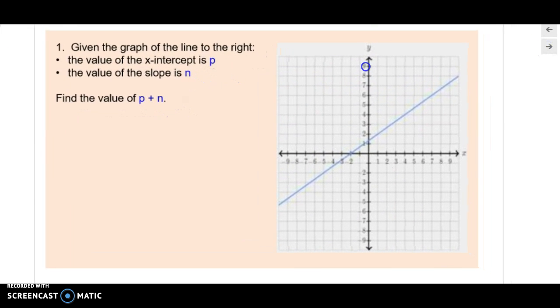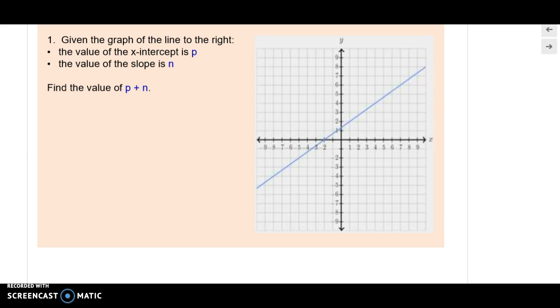So on a graph like this, given the graph of the line to the right, we have the graph all laid out ready to go for us. So it's asking us to do a couple things and then put it together. And this is where it gets a little bit tricky because it's not just saying, hey, find the x-intercept. Great, got it. It's not saying, hey, find the slope. Okay, got it. It's asking you to say the value of the x-intercept is going to stand for p. The value of the slope is going to stand for n. And then once you find those two things, find p plus n, which just basically means add them up.